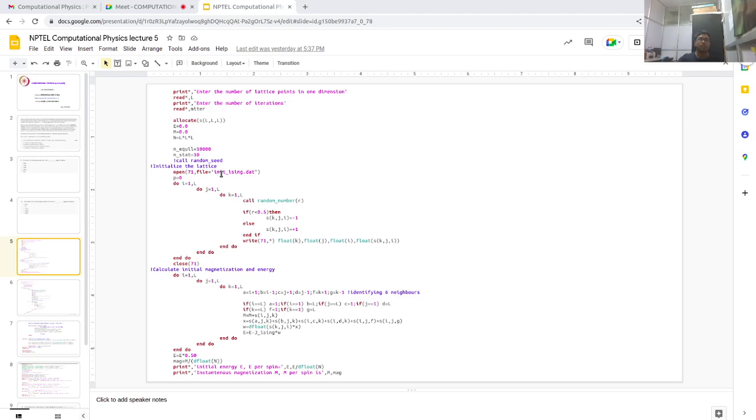Okay. So is my screen visible? This file. Yes, yes. We can see.